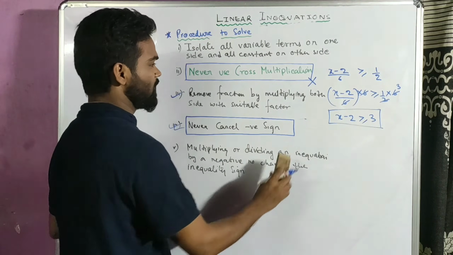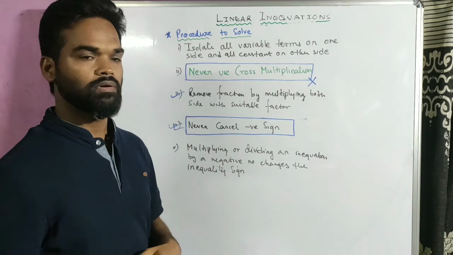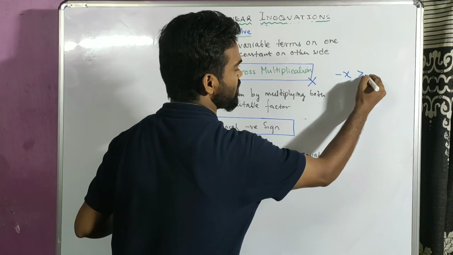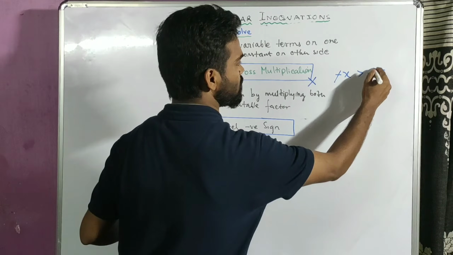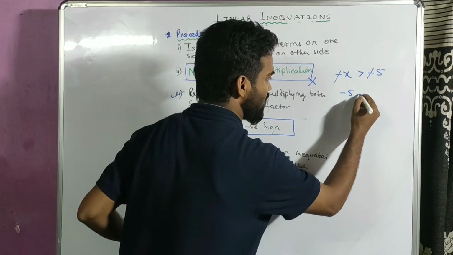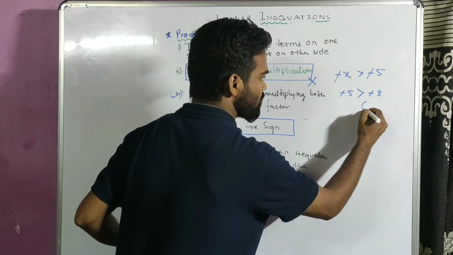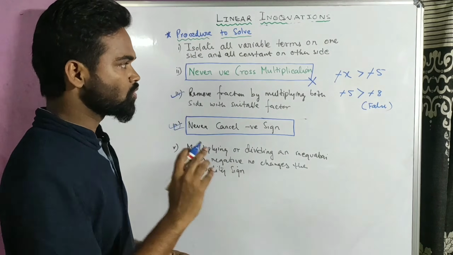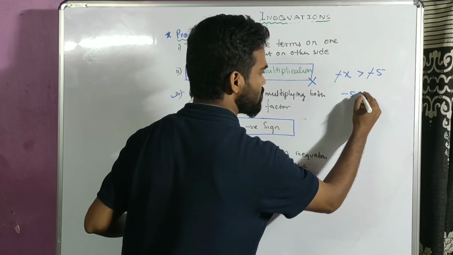Now this is very important. Never ever cancel the negative sign at the end. What I mean to say, suppose you get a situation minus x greater than minus 5. You can't cancel. That is wrong. Why? Because if you look, minus 5 is greater than minus 8. So if you cancel the negative sign, this becomes a false statement, isn't it? So what do we do? Simple. If you have a situation like this, look carefully.